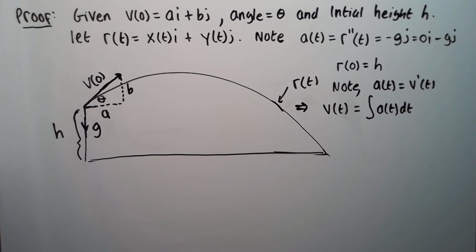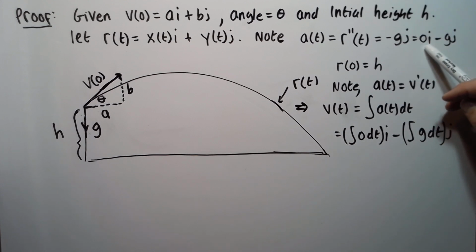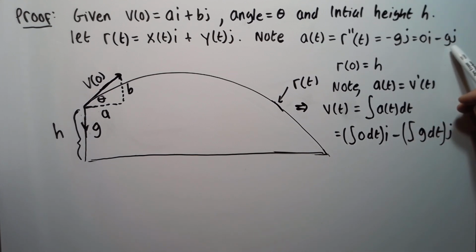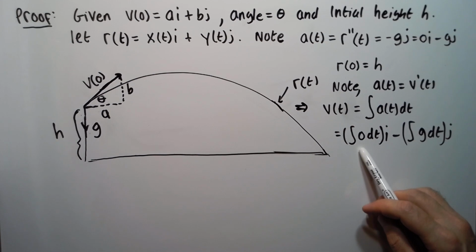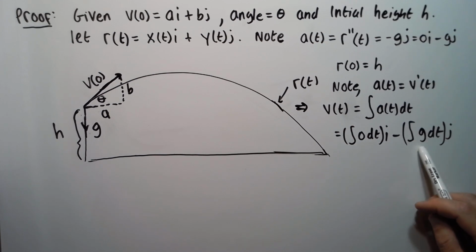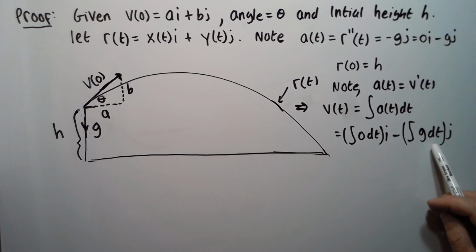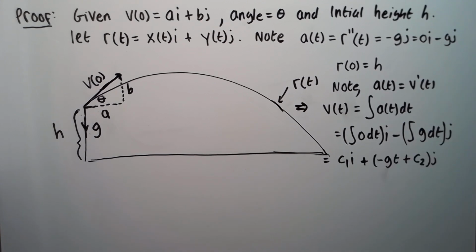Doing that, we get this. We're going to be integrating the i component and integrating the j component. Integrating 0 is just a constant, and integrating negative g would be negative g t plus a constant. So let's get a c1 i and then minus g t plus c2 j. Because integrating 0 becomes a constant, and integrating negative g becomes negative g t plus a constant.